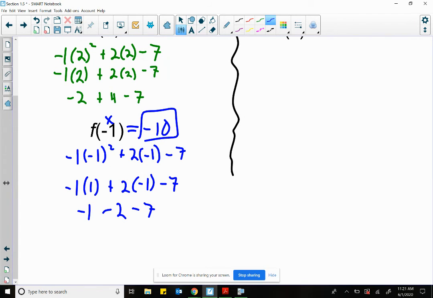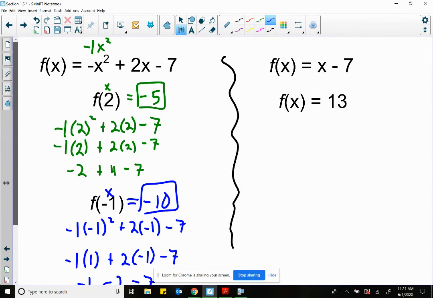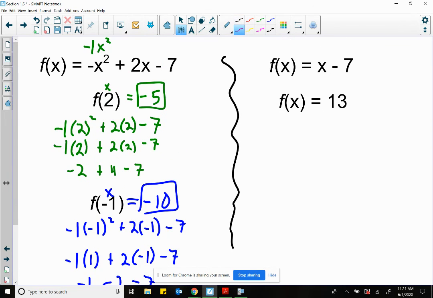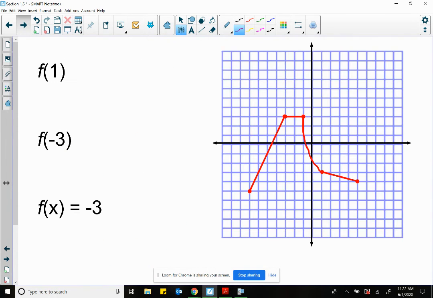And there you go. Just plugging in. That's all they wanted you to do over on this side. Over here, now they are telling you the y variable. They're telling you y is 13. So you're going to take the 13 and put it in the y spot, because this is y equal to x minus 7, and solve for x. So plus 7, plus 7, x is equal to 20. And there's the answer. That's evaluating. They just want you to plug in. Easy peasy lemon squeezy. All right.